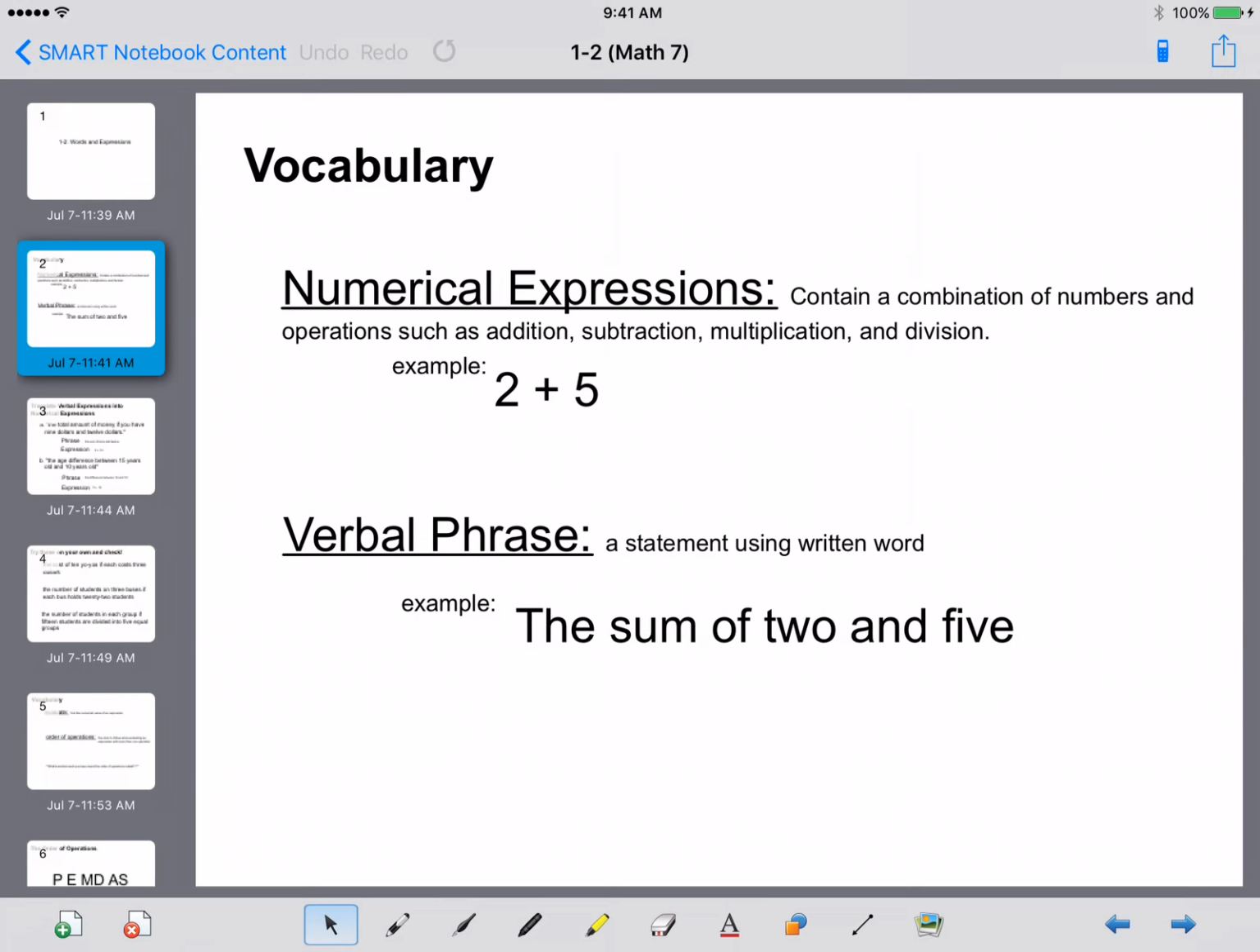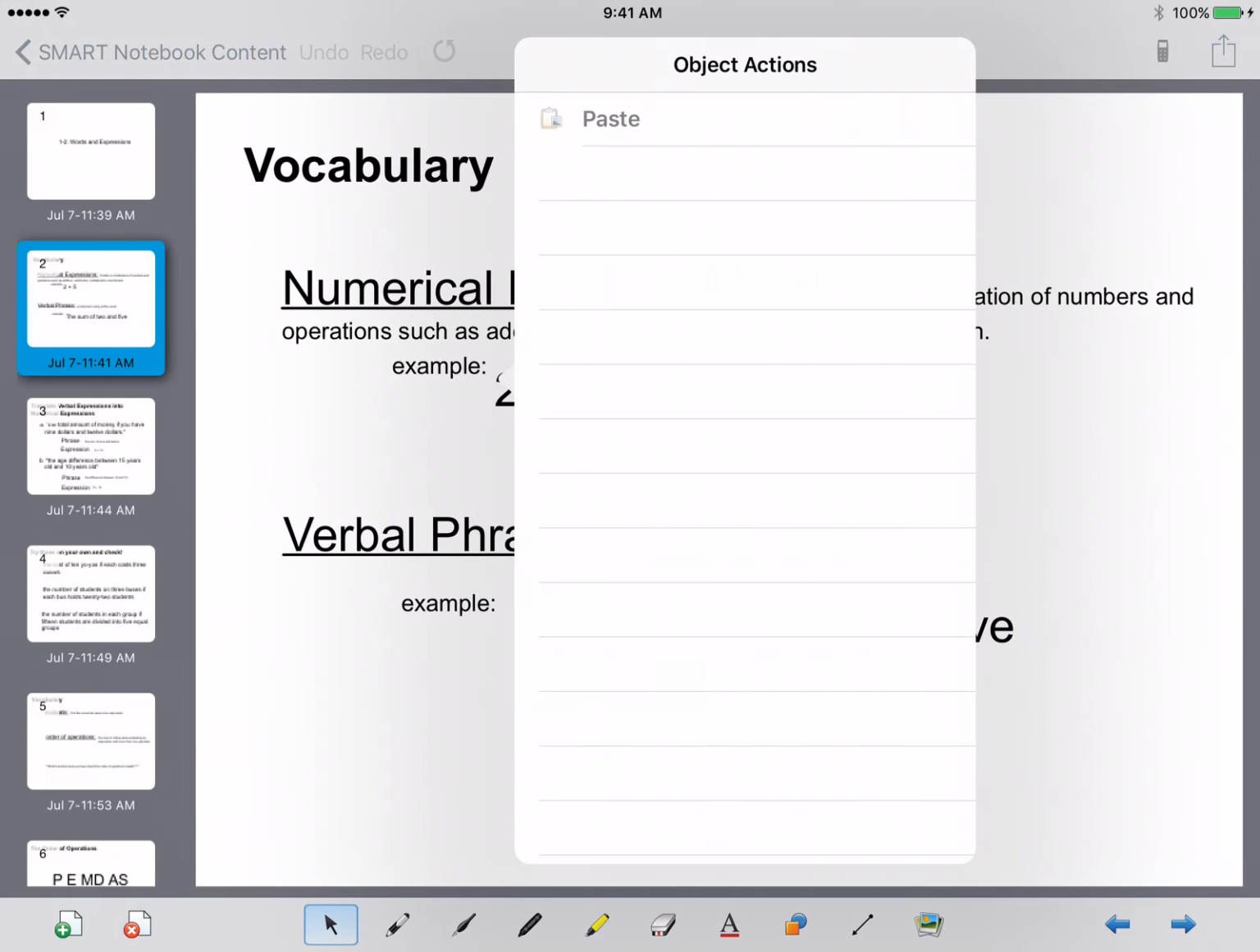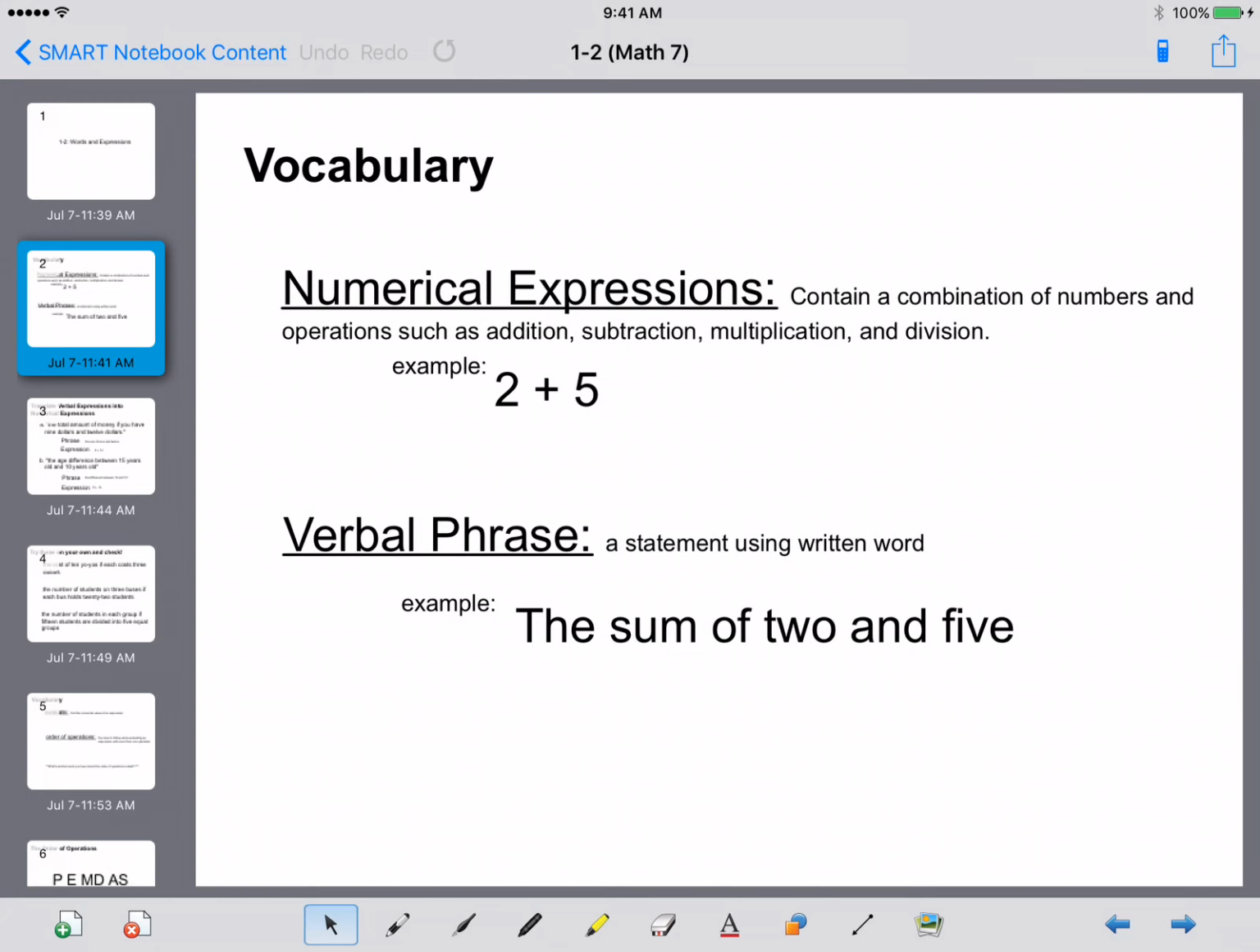A verbal phrase then is a statement used in written word. So for our example up here, 2 plus 5, down here our verbal phrase for that would be the sum of 2 and 5, because we all know sum means addition. The difference would mean subtraction, the product would be multiplication, and the quotient would be for division.